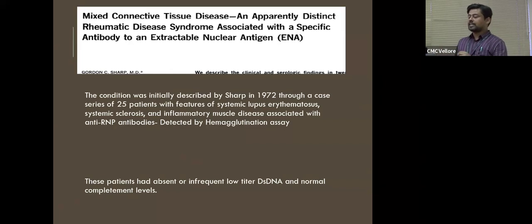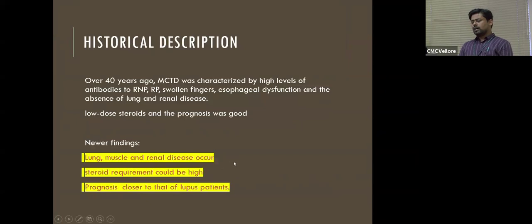So this was detected by hemagglutination method, and they found that these patients were also having strong ANA speckled pattern on the ANA when they looked at it. The specific thing that they found in these patients was their anti-dsDNA was either negative or very low titer positive, and these patients had normal complement levels usually. So this historical description is about 40 years old, and the concept that time presented by Sharp was these patients are RNP positive, they have Raynaud's phenomena, they have swollen fingers, esophageal dysfunction, and some mild symptoms basically.